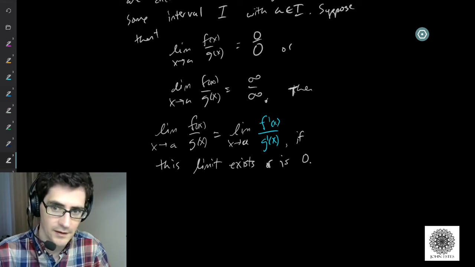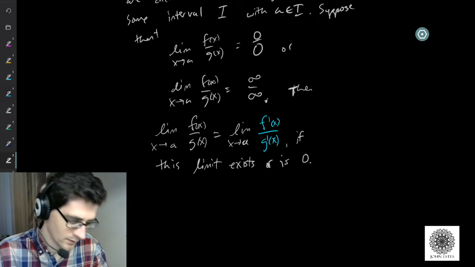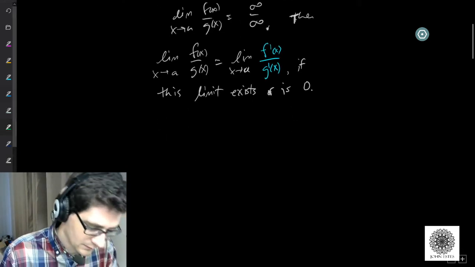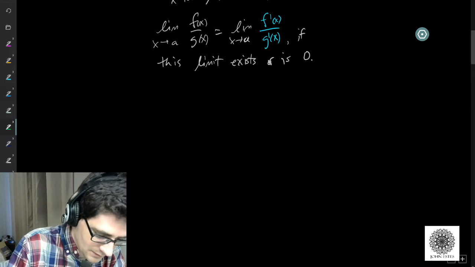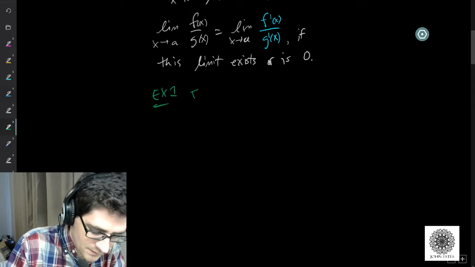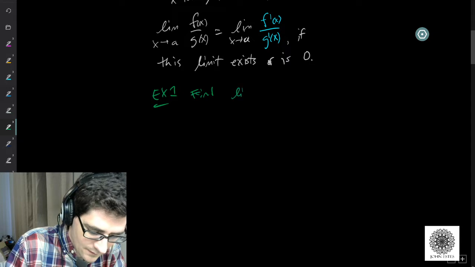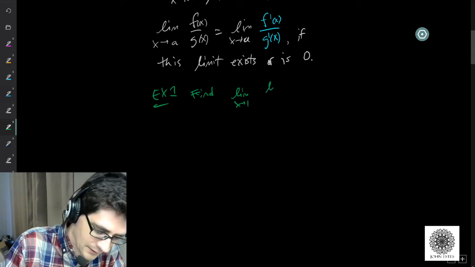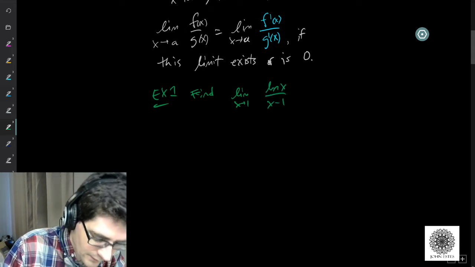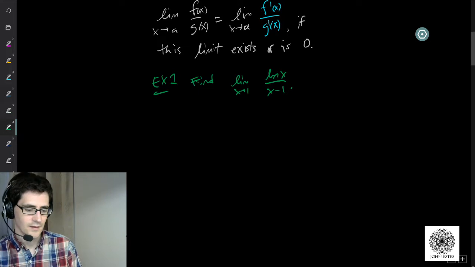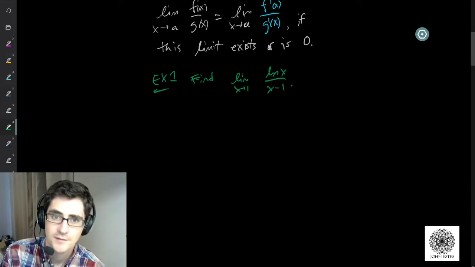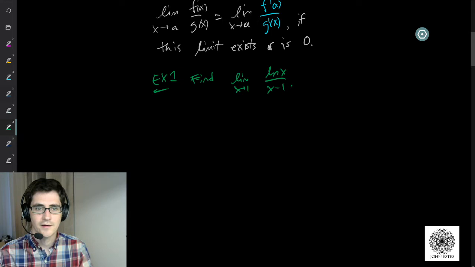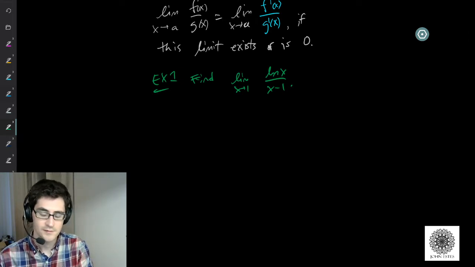Maybe the one we should look at is the one that we first came up with. So let's go back to look at the limit. We'll call this example 1. Let's find the limit as x approaches 1 of ln x over x minus 1. Okay, so first of all, are the functions ln x and x minus 1 differentiable? Yes, anywhere. I mean, they're fine on their domains, okay?